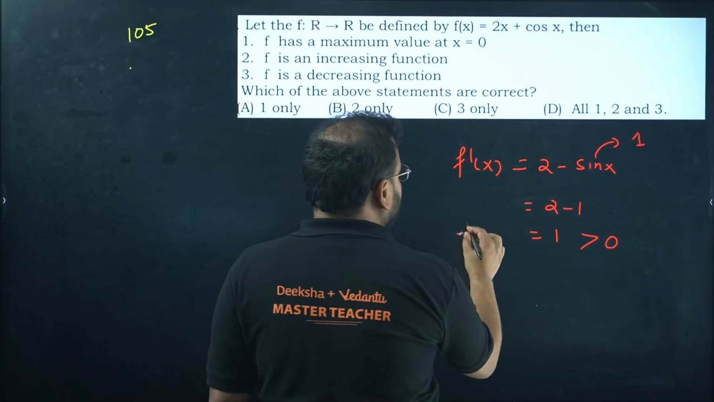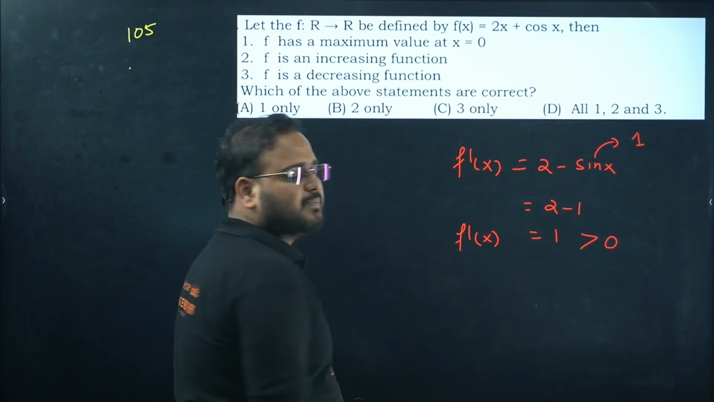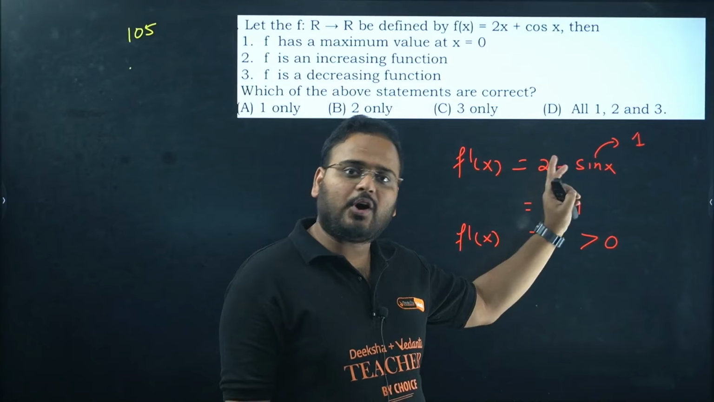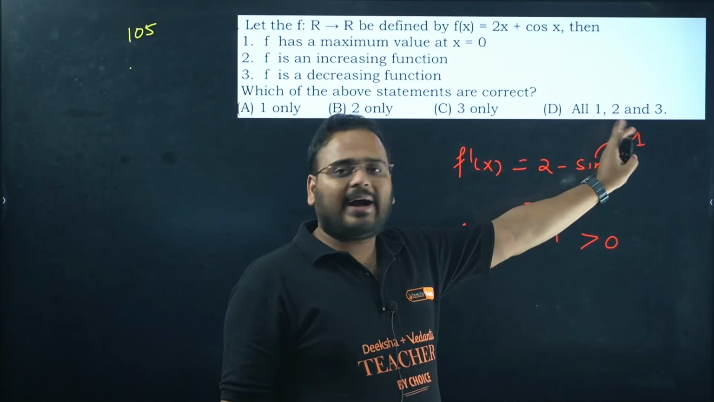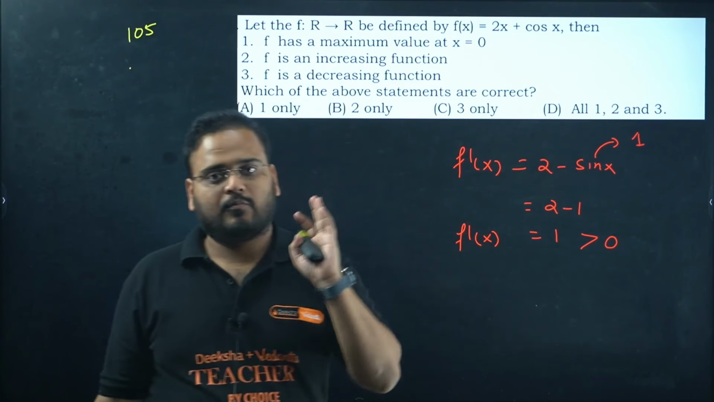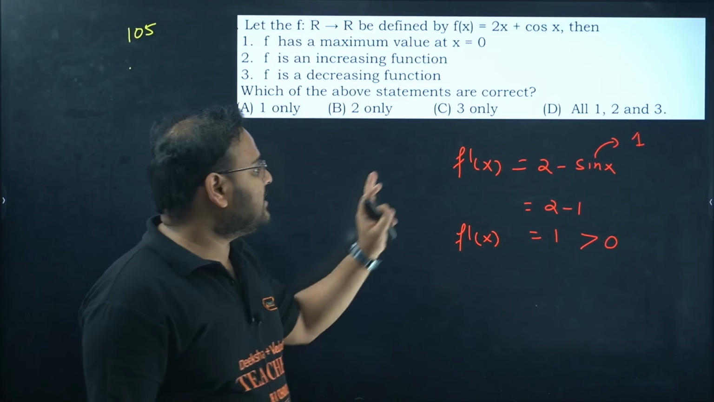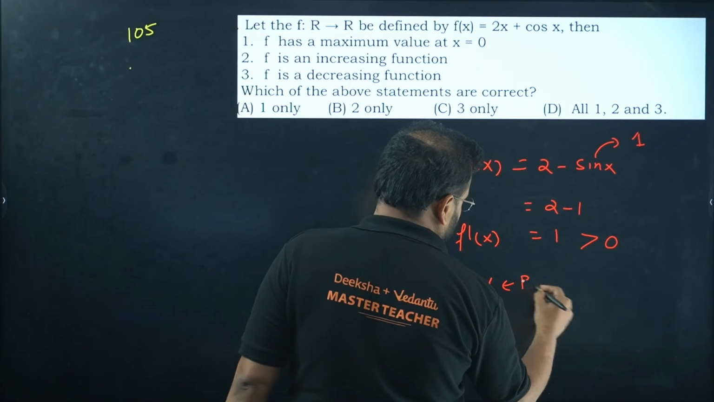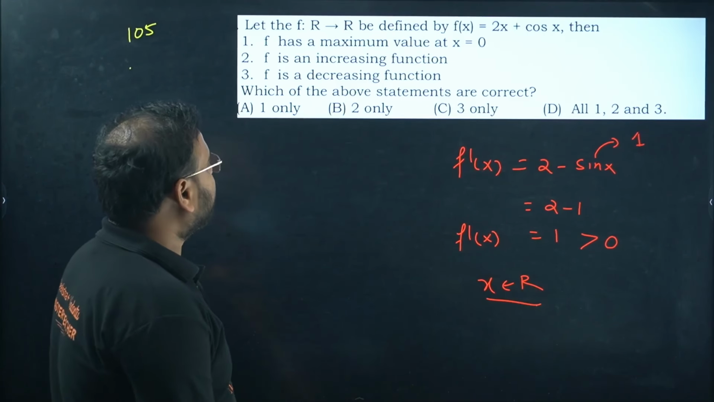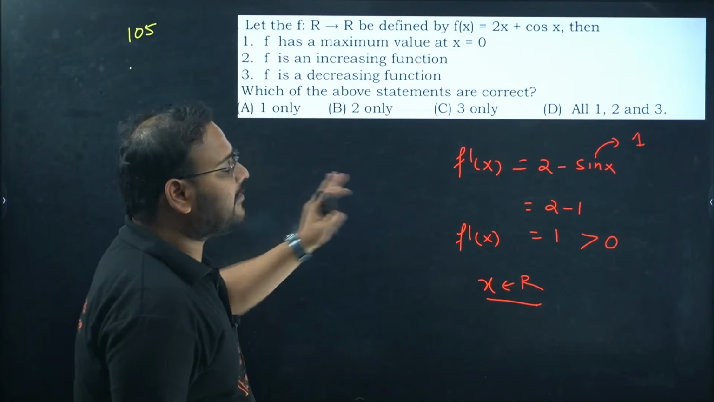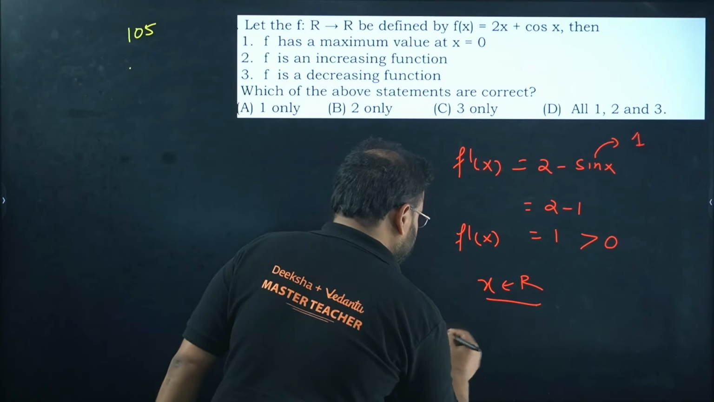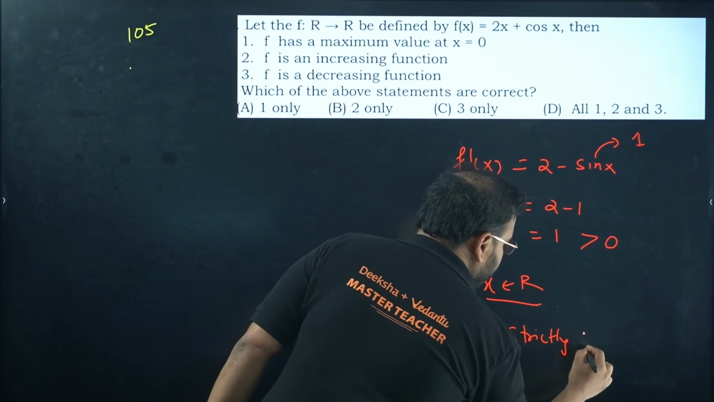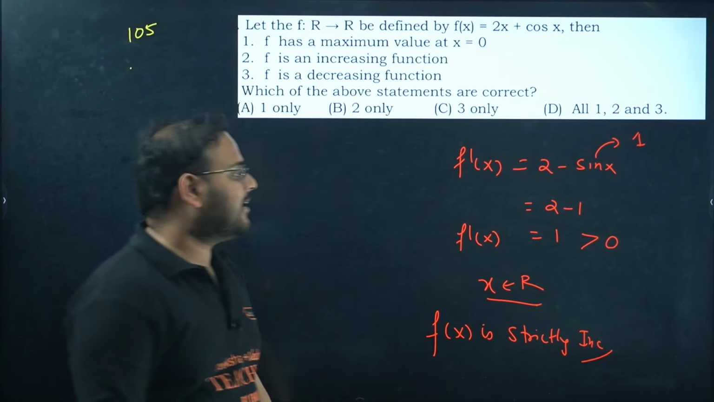What I'm getting actually is that my derivative value is always positive. Look carefully. Sin x can be either minus 1 or plus 1, both the ends. So take the highest value. Still you will end up with a positive value. 2 minus 1 is 1. It means this derivative is always positive for all x. So if the derivative is always positive, f of x is strictly increasing in nature.